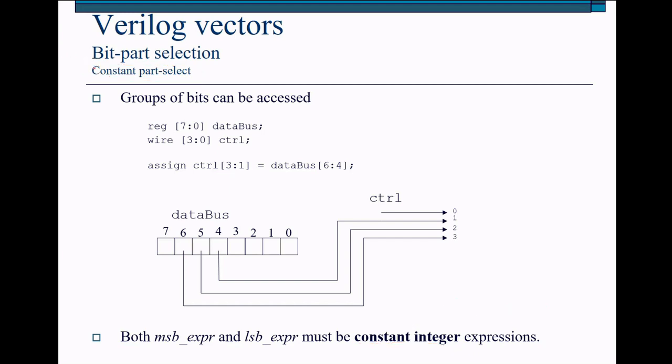Another aspect of bit part selection is that we can only take a continuous group of bit positions. So in our example, we've taken this group here and this group here. It's not possible to take bit positions that are not continuous. In other words, it would not be possible to take these 4 bits and this bit using bit part selection.